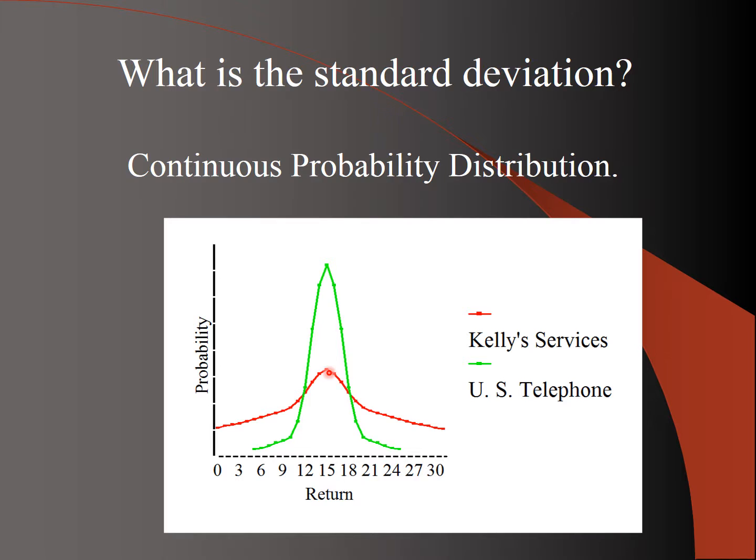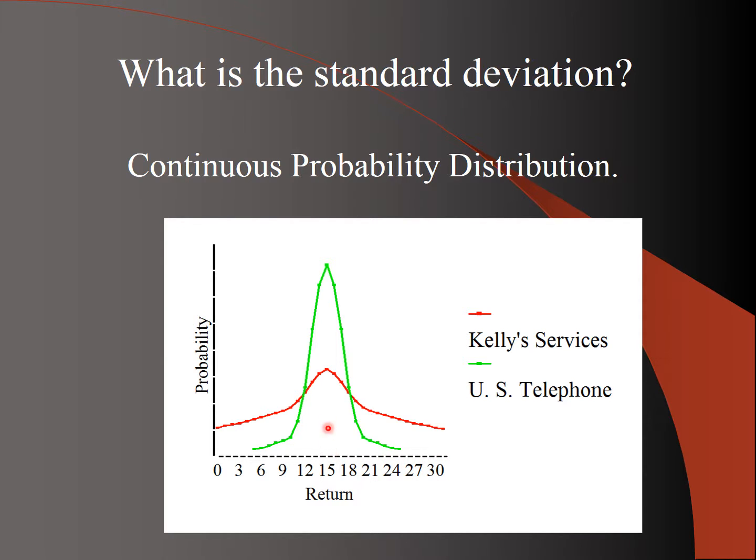Even in our three-scenario probability distribution, if we allow for an infinite number of scenarios, here are our returns on the horizontal axis and the probability of those returns on the vertical axis. We know that those returns can go way out here and actually be negative, or they could go way out here and be highly positive. Like in our discrete probability distribution, it went to 100%, and here it could probably even go beyond 100%. So the returns of Kelly Services are very spread out. The opposite is true for U.S. Telephone.